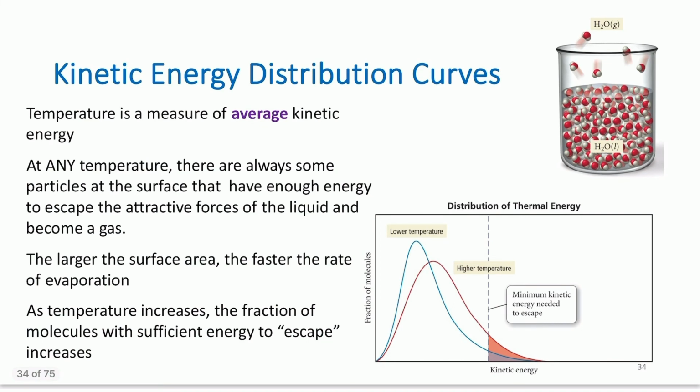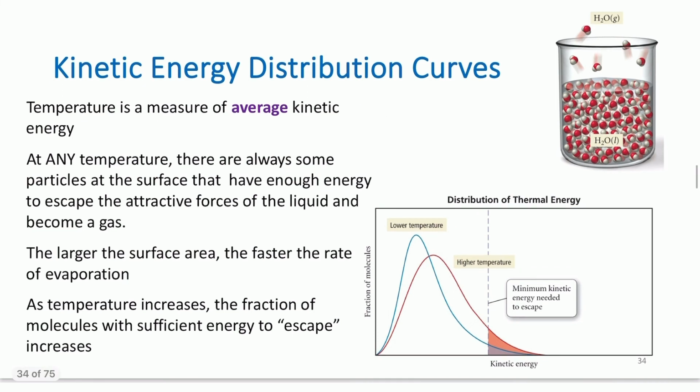Okay, another thing we want to talk about really quick is kinetic energy curves. So temperature is a measure of your average kinetic energy. We talked about average kinetic energy, E sub K, when we discussed gas laws. Remember, your average kinetic energy is just based on your temperature. At any temperature, there's always some particles at the surface that have enough energy to escape your attractive forces of the liquid and become a gas. Always. The larger your surface area, the faster the rate of evaporation.